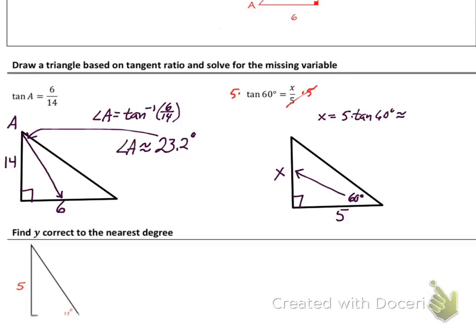Who got that? Almost everyone. 8.7, right? Am I going to put 8.7 degrees? Alec, am I going to put degrees on this? No. Because it's a side.